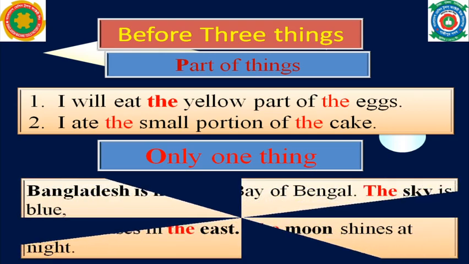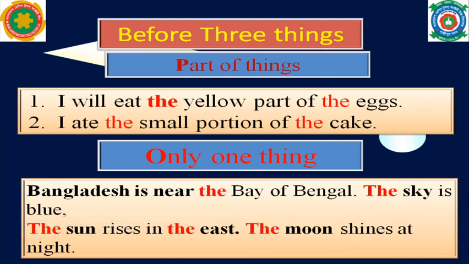Another one, only one thing. We know that the number is 1, the digit is 1. Like Bangladesh is near the Bay of Bengal. Bay of Bengal is just 1 in number, right? So you have to use the before Bay of Bengal. Another one, sky is 1, it's not 2. Just the digit is 1, right? The sky is blue. So you have to put the article, definite article, before sky.